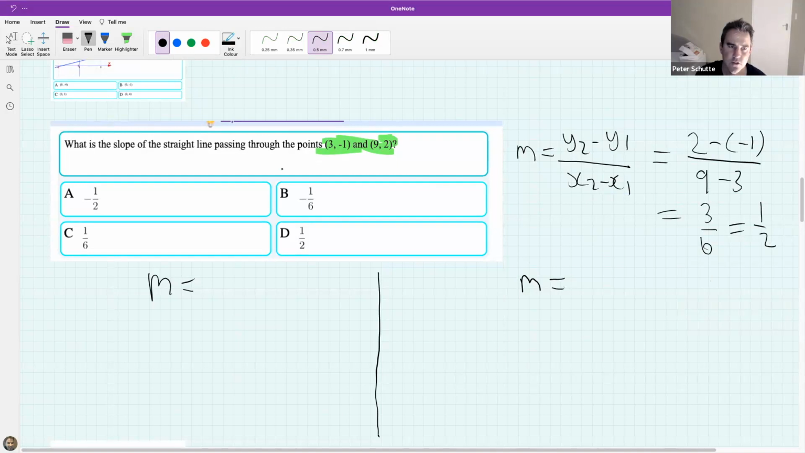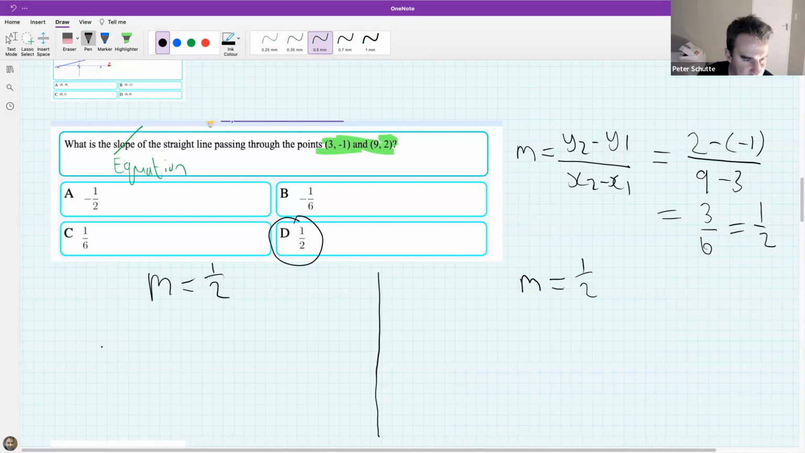Okay, so we seem comfortable saying that the correct answer is D, and so m equals a half. Okay, so no difficulty there. Now, say I change the question and I want to know what is the equation of the straight line passing through those points?